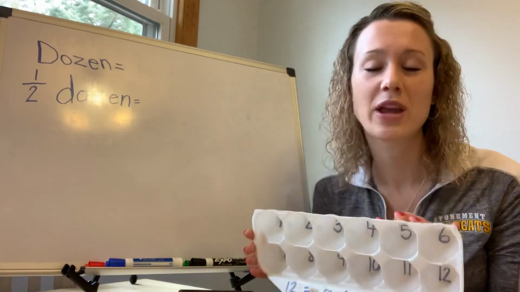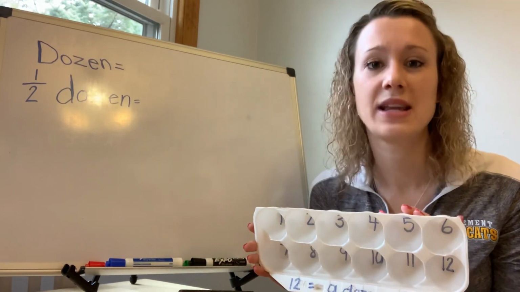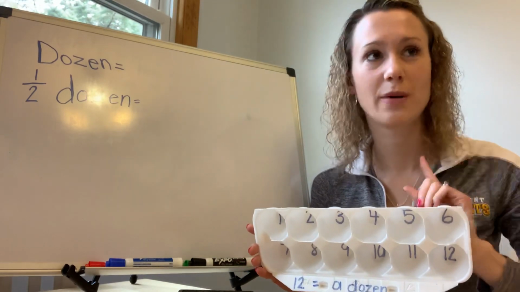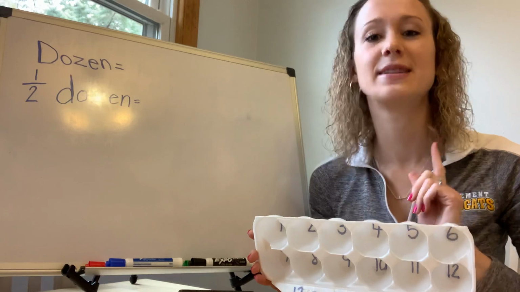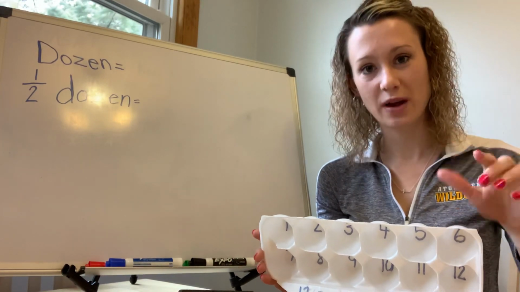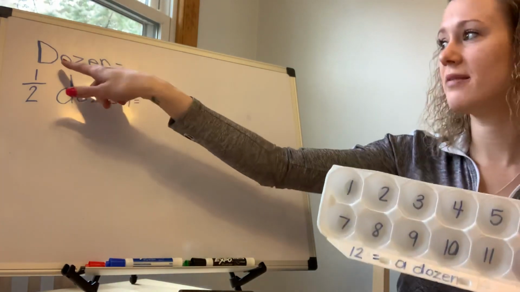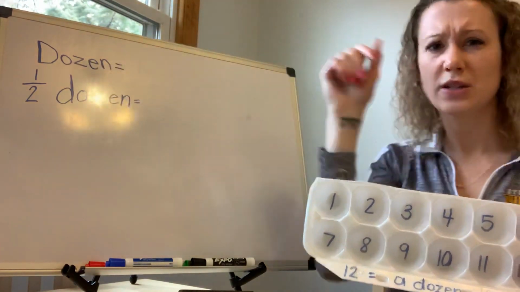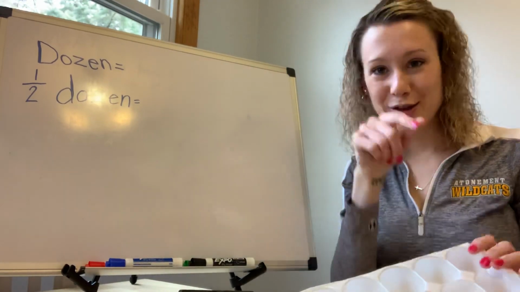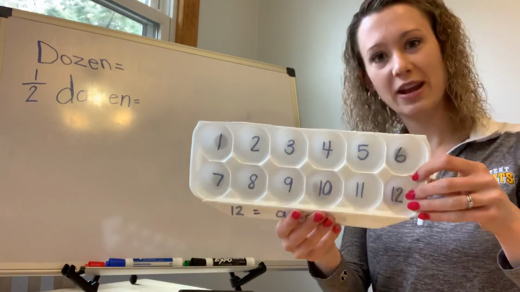So 5K, I want you to say, a dozen means 12. Your turn. A dozen means 12. One more time, my turn first. A dozen means 12. Your turn. A dozen means 12. So right up here I have dozen. So how many eggs are in a dozen, did I just say? 12. So I wrote that right here.